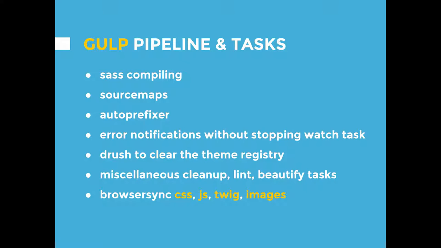Error notification without stopping the watch task is one of the things that I've set up in that gulpfile. So when you run your process and you make a mistake, like forget a semicolon, it's just going to complain and pop up with a terminal notification. You can do some more edge-case things, like clear the Drupal cache from Gulp, the theme registry, and run miscellaneous cleanup, lint, and beautify tasks from that gulpfile. And then browser syncing is where everything gets reloaded and synced up with your browser and other devices on your network.